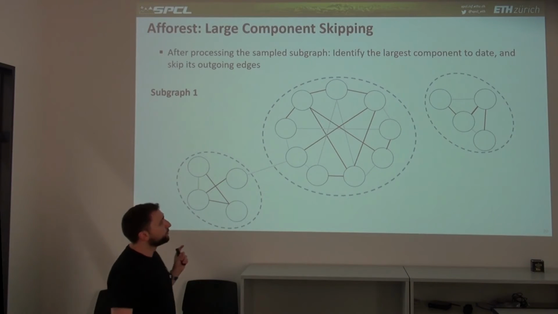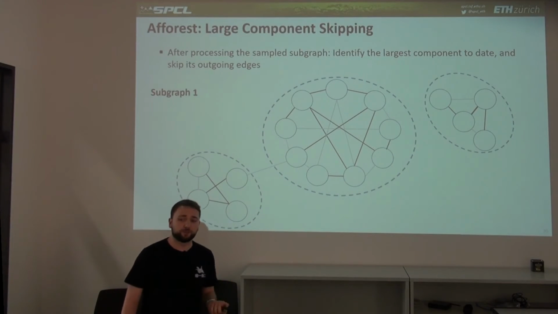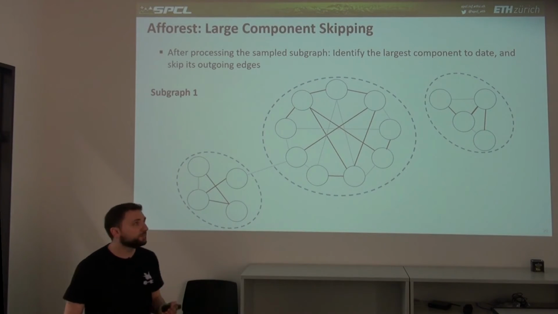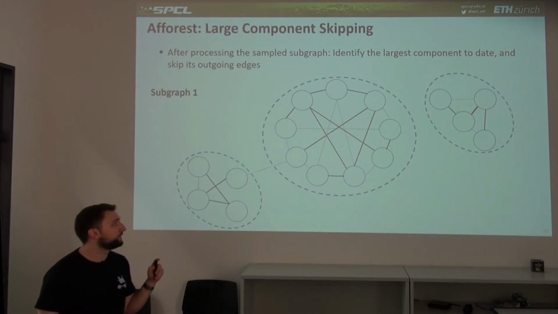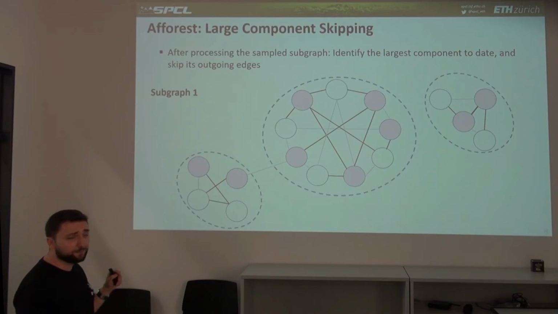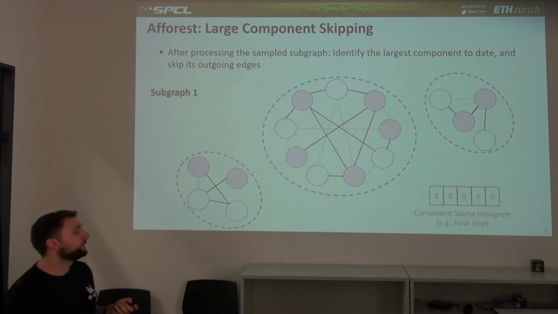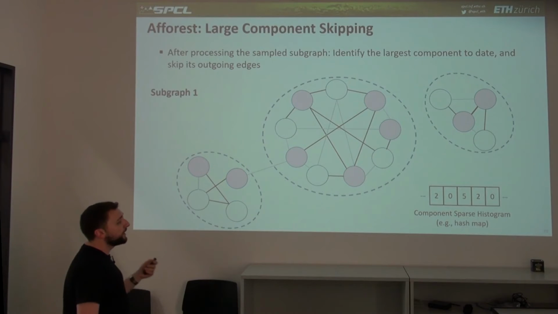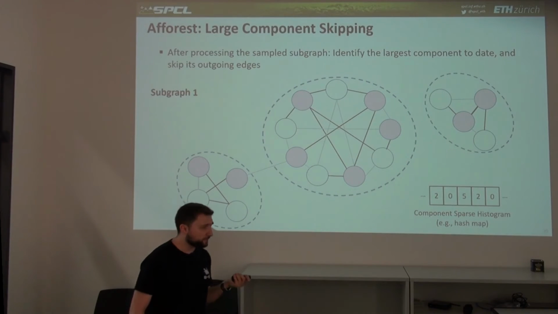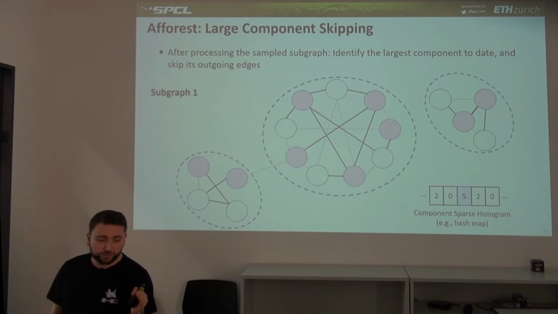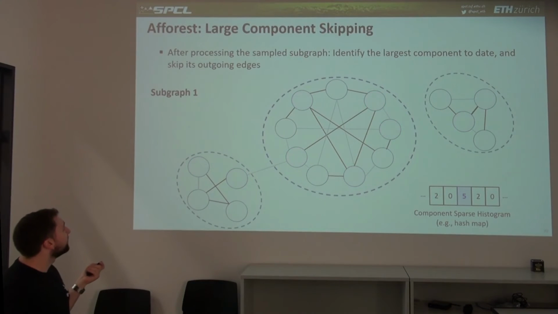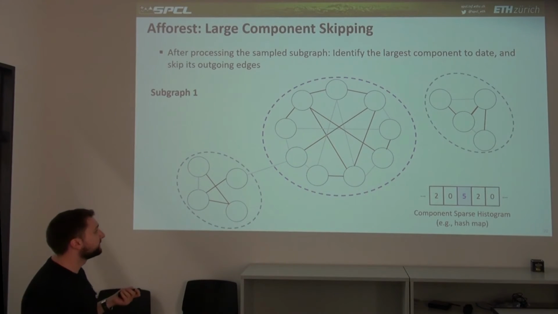Now, in order to determine which is the largest component, we randomly sample nodes from this graph. We use those nodes to construct a sparse histogram of the components. So for every node, which parent it is pointing to, and then we reduce this sparse histogram to the maximal value, upon which, when we sample another subgraph, we're now going to skip processing these.